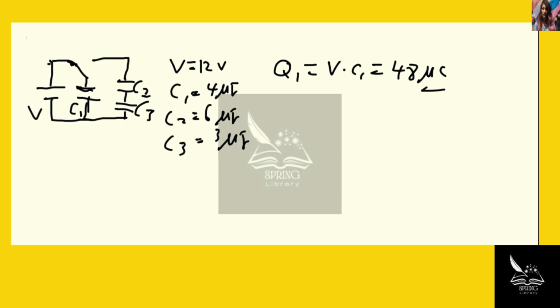Then we cut off this switch and move the switch to the right-hand side. In that case, this will become a closed loop, and we want to find out the charge distribution on C1, C2, and C3. Suppose the charge stored in C1 is Q1, and on C2 and C3 are Q2 and Q3. Because C2 is in series with C3, Q2 will be equal to Q3.